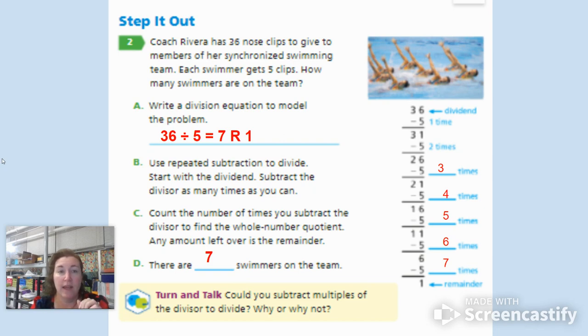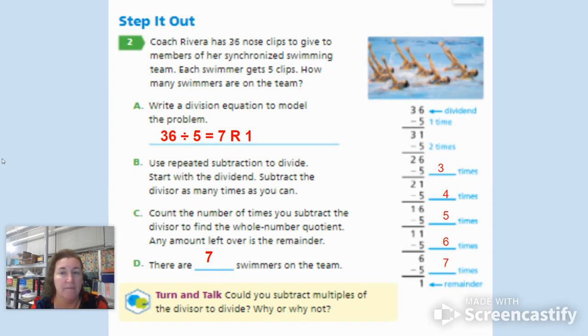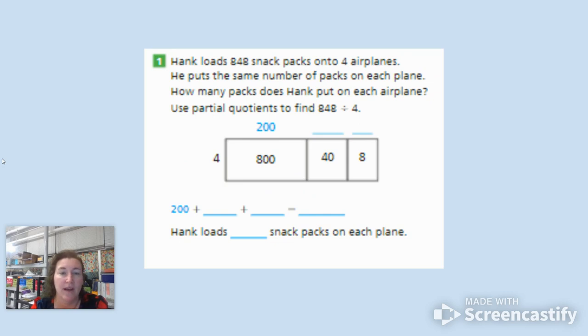From here, we jumped to a higher level and we started thinking about ways to relate the area model that we've been doing with the repeated subtraction that we've been doing. We've got this problem. Hank loads 848 snack packs onto 4 airplanes. So how much is on each plane?